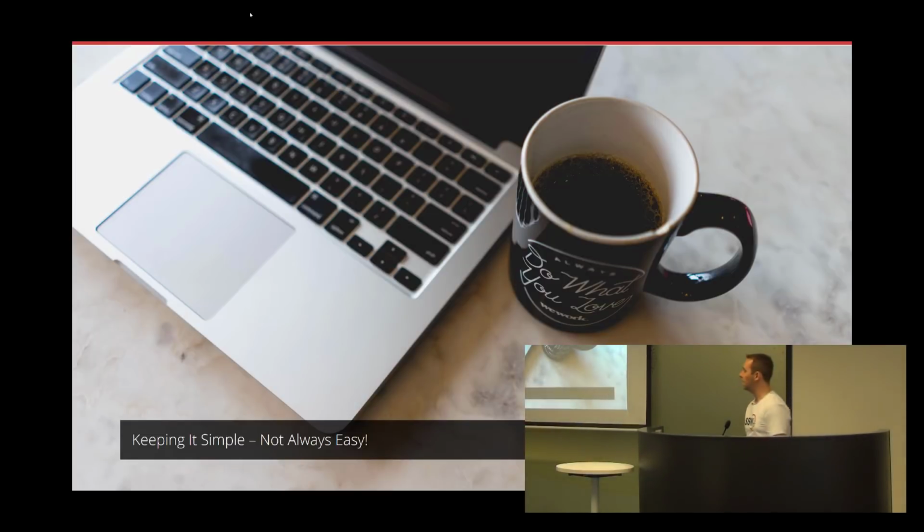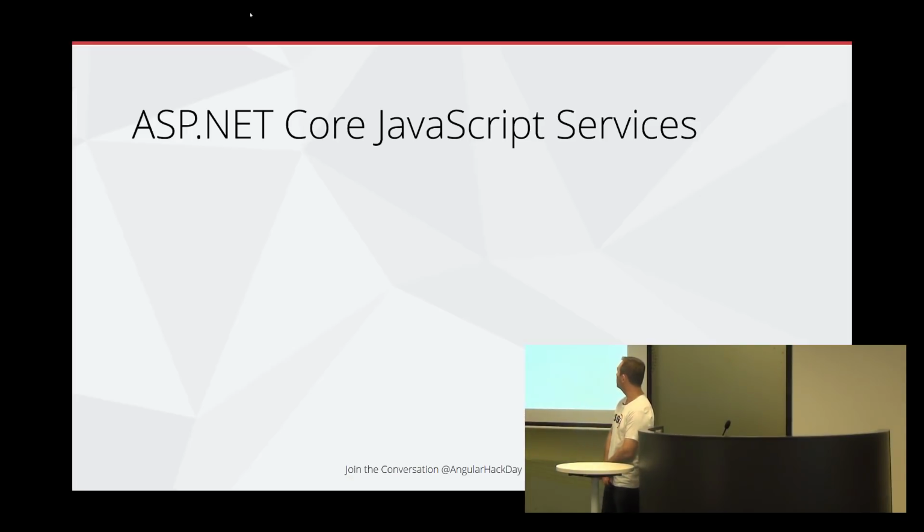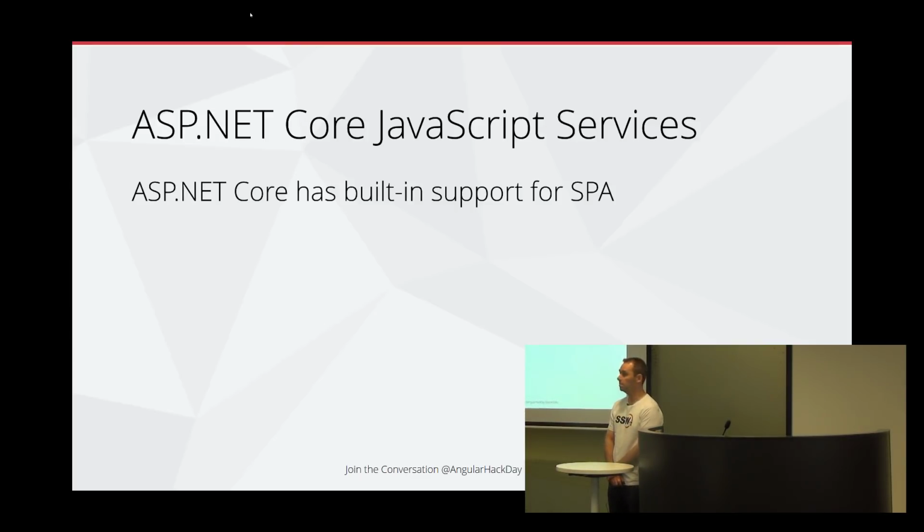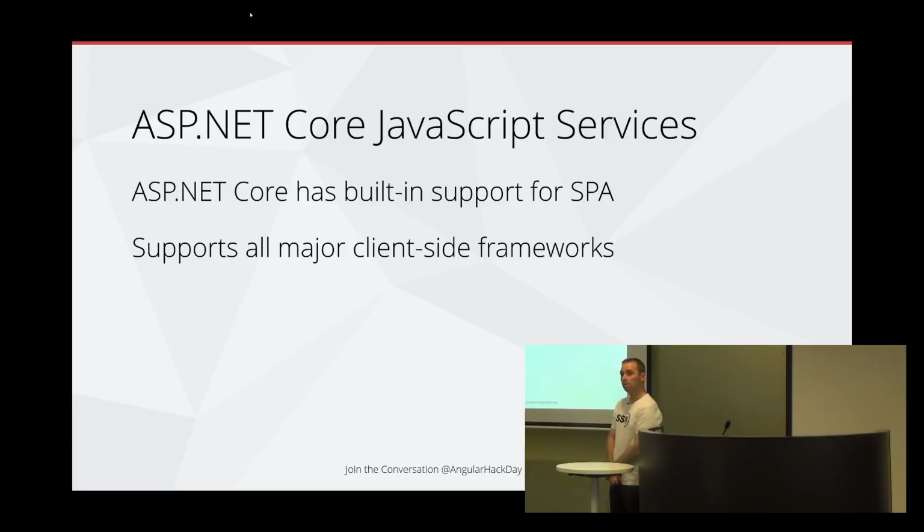Keeping things simple is hard, and the first thing you come up with, don't expect it to be the simplest solution. You're going to need to take a few cuts at it, and right now I think I have found the simplest solution. So how do we do it? We use ASP.NET Core JavaScript Services, and that basically provides built-in support for building single-page applications with ASP.NET Core. It supports all major client-side frameworks.